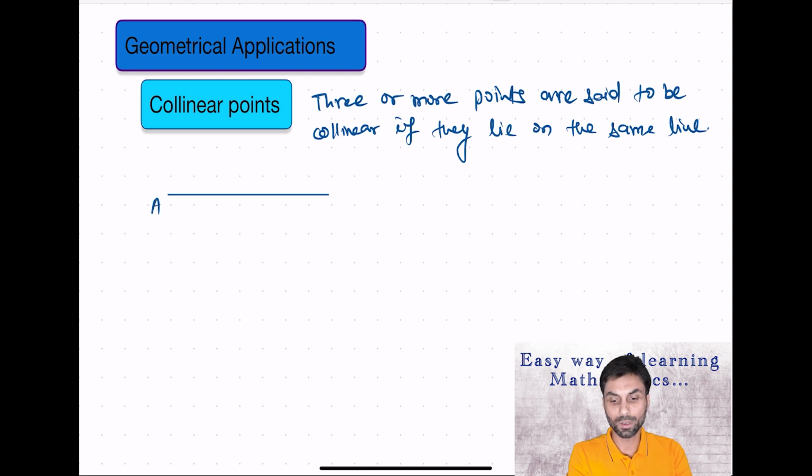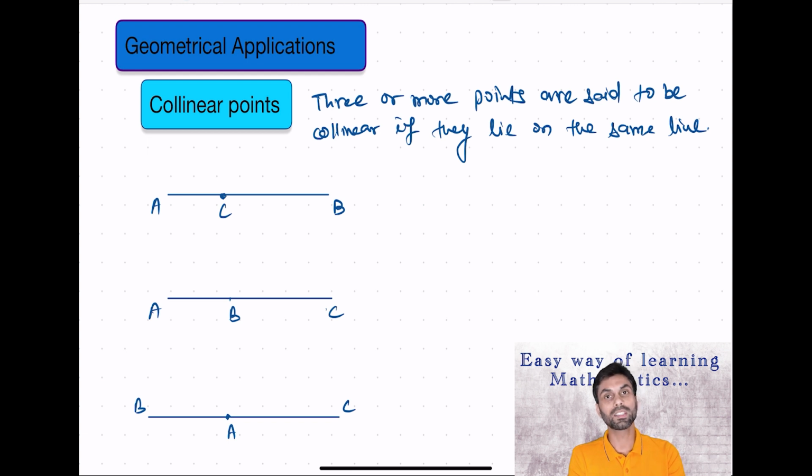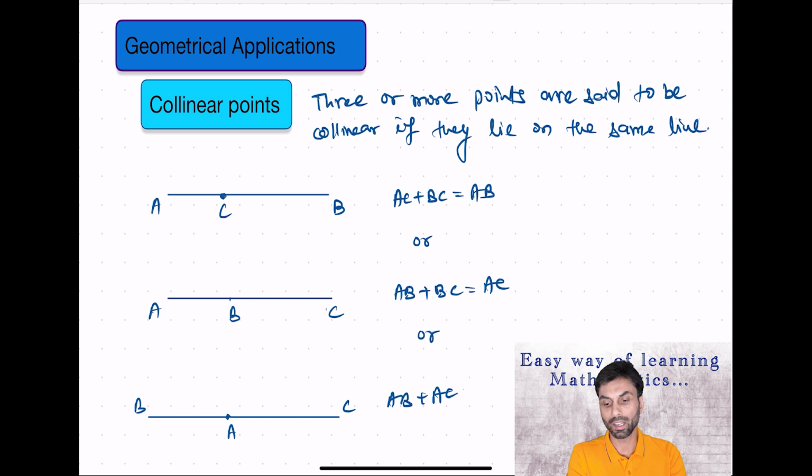three points, suppose I can take them in this form where it will be A, B, and C will be somewhere lying in between A and B, or we can have A, B, C, or we can have B, C, and A. So these are the three different situations where the points can be arranged, and from this we can see that if these points are collinear, AC plus BC will be equal to AB, or AB plus BC equals AC, or AB plus AC equals BC.